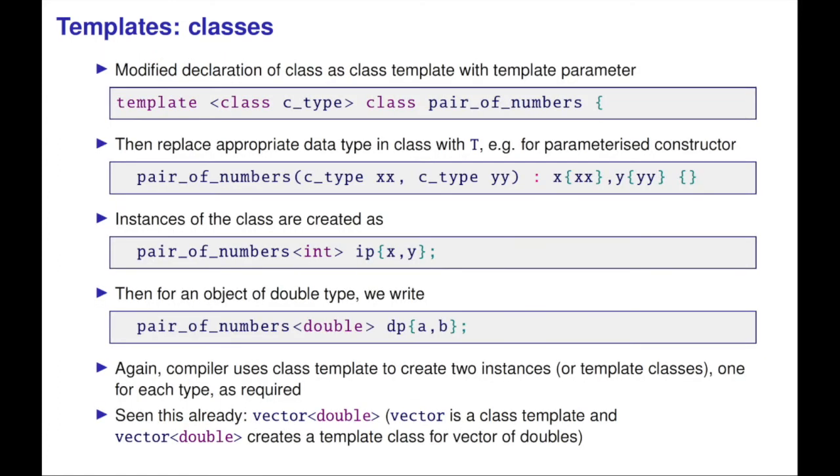Class and functions. And the statement I did, I had a template for the class, the pair of numbers has now the new arguments, and instances were created by these two declarations. Again, the compiler used the class template to create two instances, or template classes, one for each type as required. And you've seen this already, because you use vector double, and vector int, and vector float, which are all instances of a class template, vector. Vector double creates a template class for vectors of doubles. So there was nothing new about this. You've been using it without knowing it.